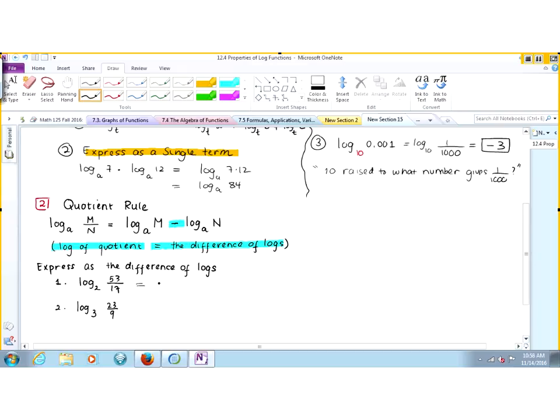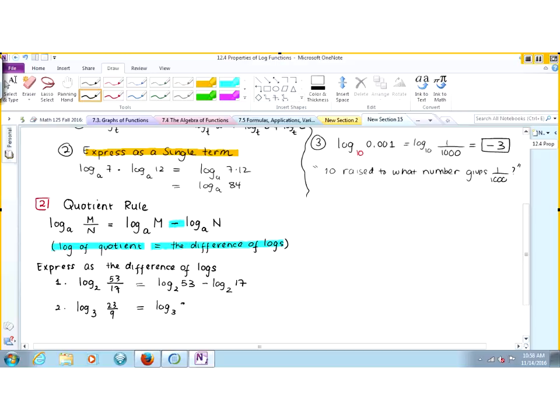So what is log base 2 of 53 over 17? Log base 2 of 53, yes, minus log base 2 of 17. That's right. So log base 2 of 53 minus log base 2 of 17. Can we simplify log base 2 of 53? No. What about log base 2 of 17? No. So we're done. Now number 2.